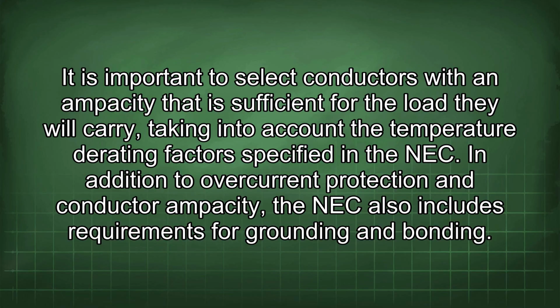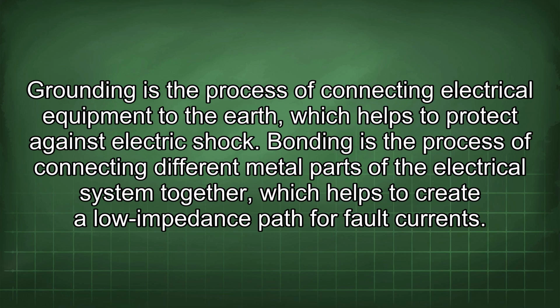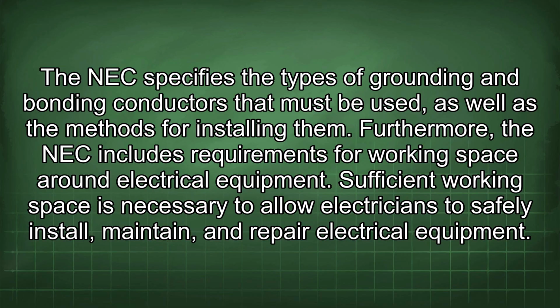In addition to overcurrent protection and conductor ampacity, the NEC also includes requirements for grounding and bonding. Grounding is the process of connecting electrical equipment to the earth, which helps to protect against electric shock. Bonding is the process of connecting different metal parts of the electrical system together, which helps to create a low impedance path for fault current.